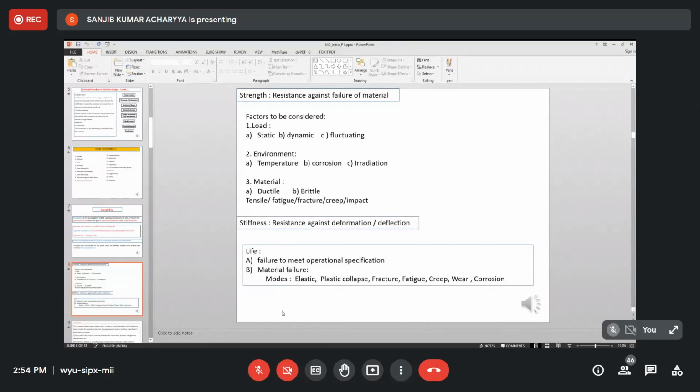And depending on the load, the failure mechanism may also be different. Under tensile loading, a kind of failure. Under fatigue loading, another kind of failure. Fracture is a different failure mechanism. Creep is a different failure mechanism. Failure against impact load is a different failure mechanism. So the nature of the material and the failure mechanism expected for the material is an important consideration for the designer.